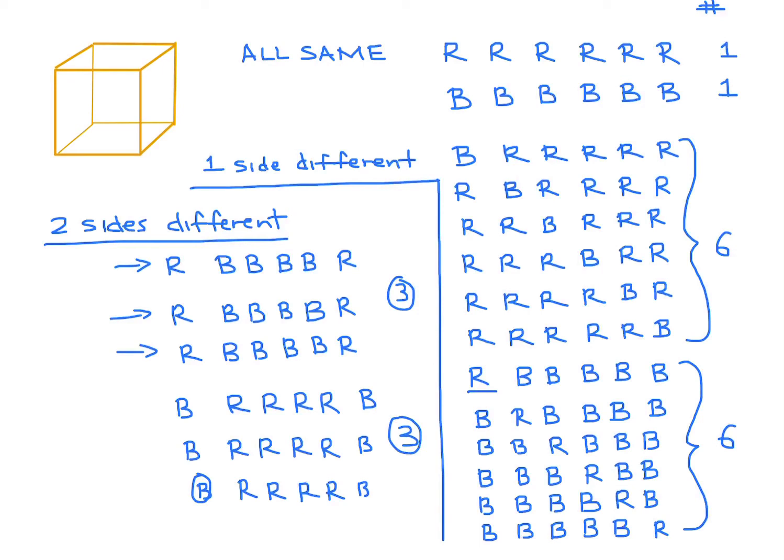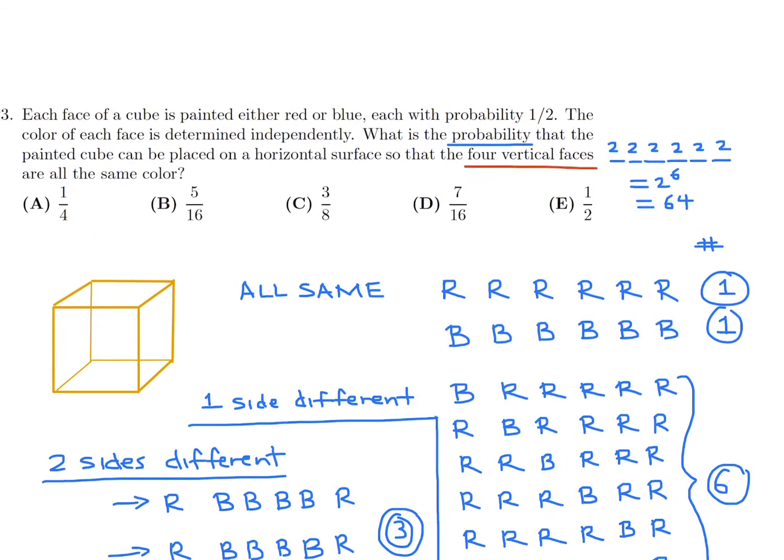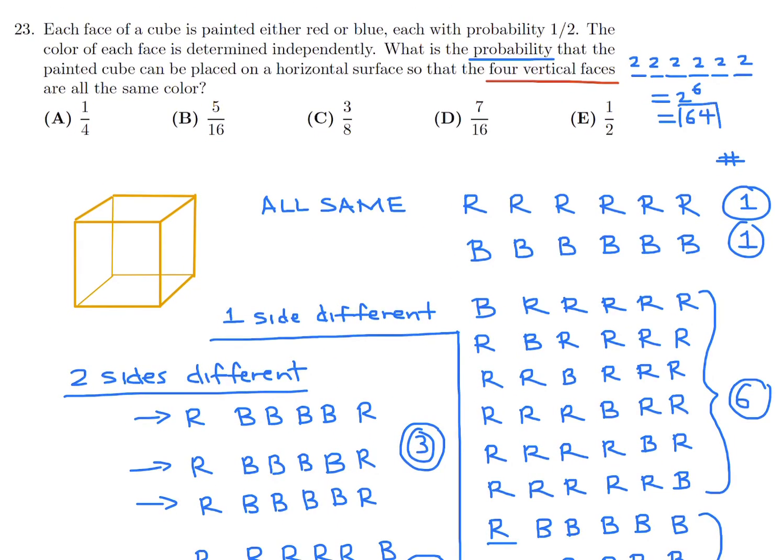So in total, how many do we have? We had 1, 2, 6, 6, 3, and 3. That total is 12 plus 2 is 14. 14 plus 6 is 20. So remember, our total was 64. So our probability, I can put it in here somewhere, 20 over 64. That's my probability. In lowest terms, that would be, what, 10 over 32, 5 over 16. And therefore, number 23 is B.